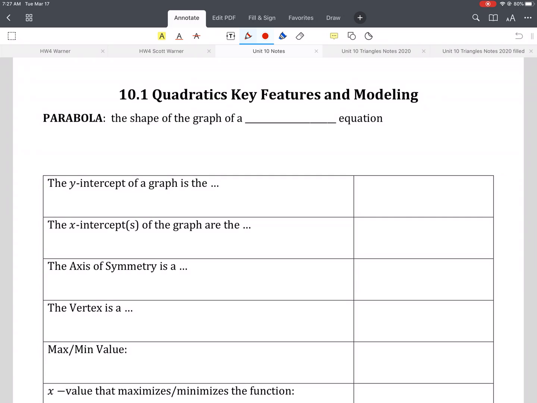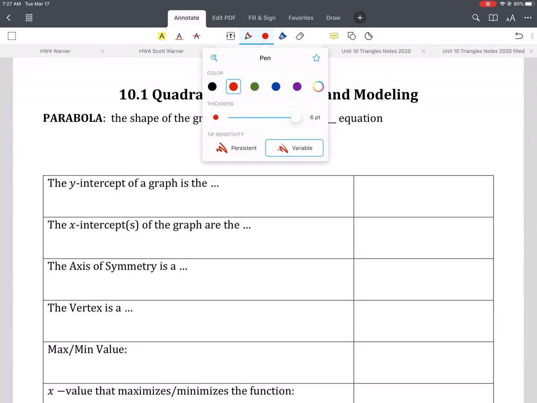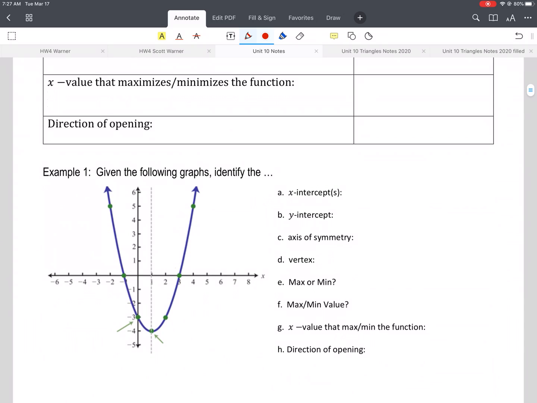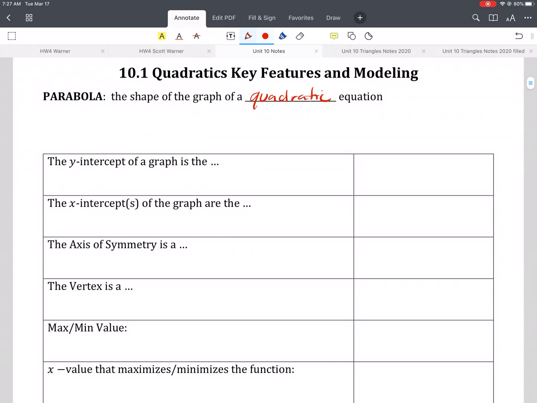We've been talking about factoring quadratics. Now we're going to be focusing on graphing them. All right, so a parabola is the shape of the graph of a quadratic equation. It looks something like this. Or I guess we have an example down here. This would be a quadratic. It makes a parabola, and that's the shape that we're looking at.